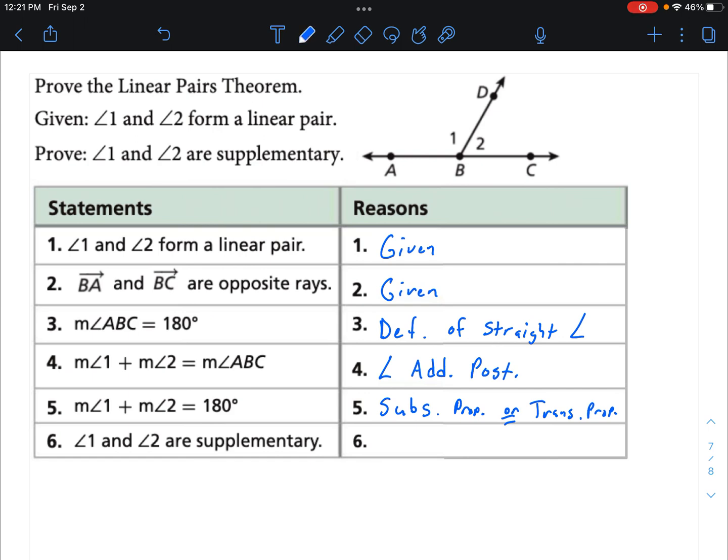And lastly, if you know angle 1 plus angle 2 is equal to 180, that means that they are supplementary angles, so we can finish with number 6 with what we're trying to prove here, that 1 and 2 are supplementary, and I know that because that's the definition of supplementary angles. They add up to 180 degrees. So now in the future, if you get a linear pair, you can go straight down to 6. They're supplementary, and your reason would be linear pair theorem.